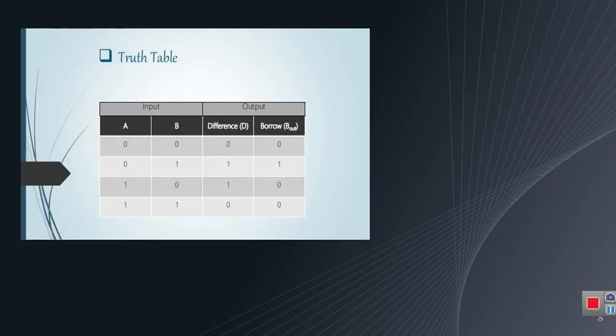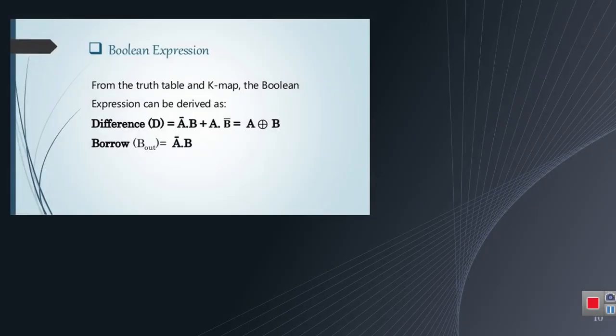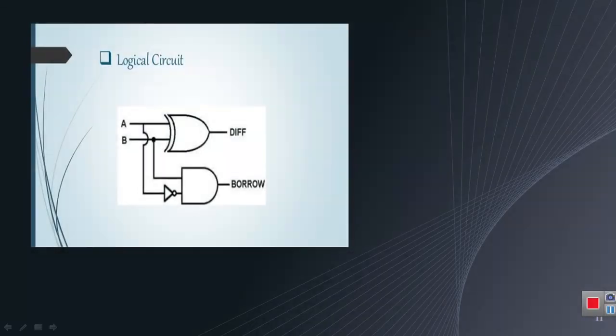And here is the truth table, and this is the K-map of the half subtractor and the Boolean expression. From the truth table and the K-map, the Boolean expression of the half subtractor can be derived as the difference D is equal to A bar B plus A B bar, which is A XOR B, and borrow out is equal to A bar B. This is the logical circuit.